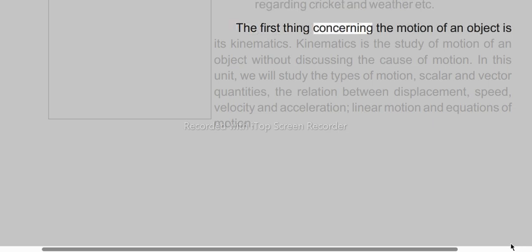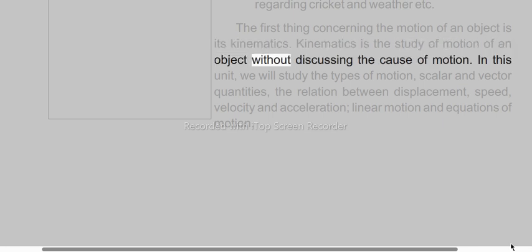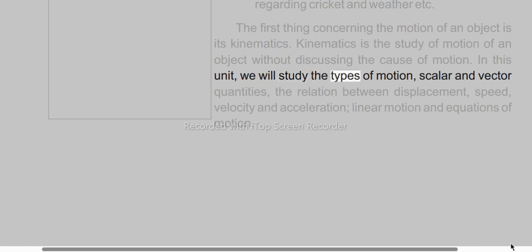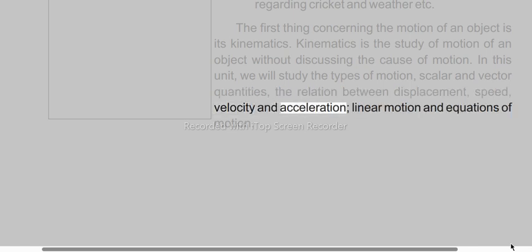The first thing concerning the motion of an object is its kinematics. Kinematics is the study of motion of an object without discussing the cause of motion. In this unit, we will study the types of motion, scalar and vector quantities, the relation between displacement, speed, velocity and acceleration, linear motion and equations of motion.